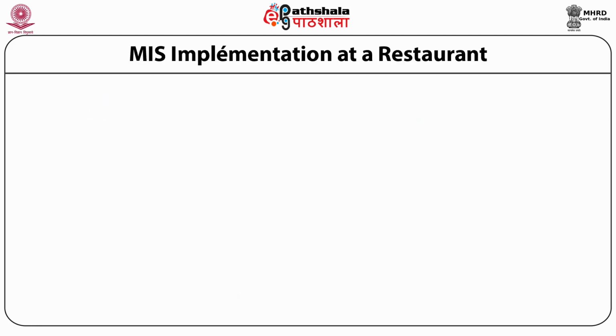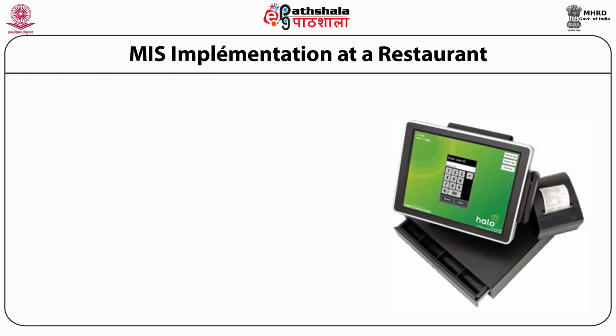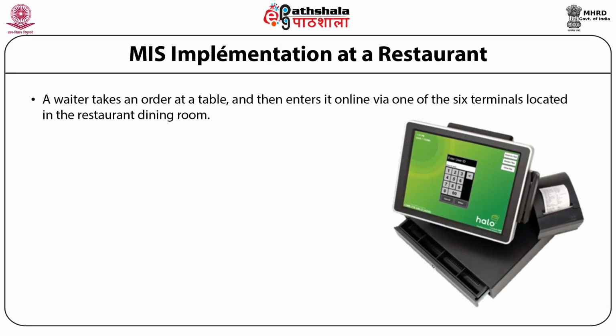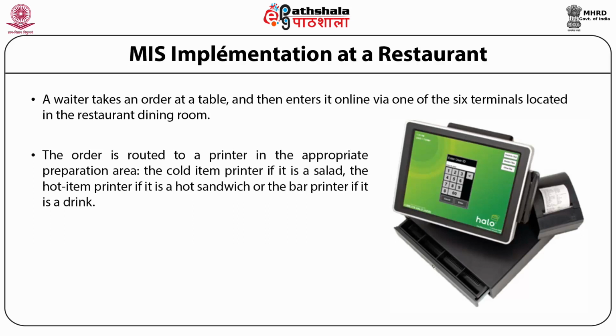Let's take another example of management information system implementation at a restaurant. A waiter takes an order at a table and then enters it online via one of the 6 terminals located in the restaurant dining room. The order is routed to a printer in the appropriate preparation area. The cold item is printed if it is a salad, the hot item printed if it is a hot sandwich, or the bar printer if it is a drink.